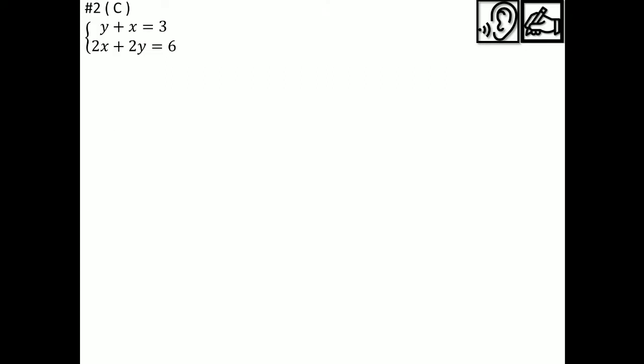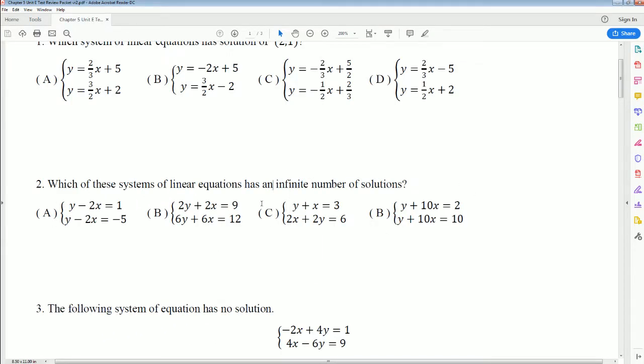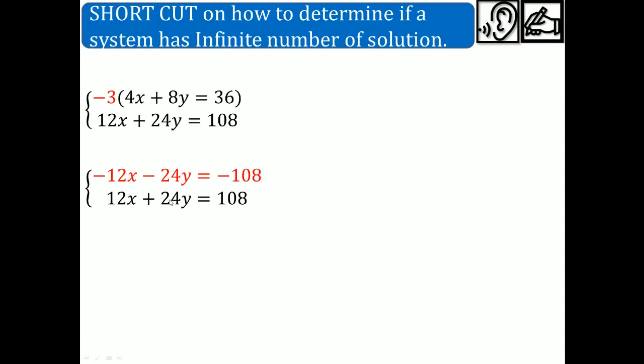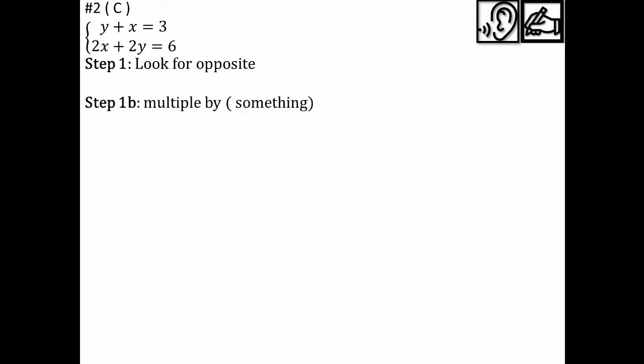Alright, number 2. Using that idea that we just learned about infinitely many solutions, we can now do this. Remember the shortcut, right? Let's see. First of all, I'm going to look for the opposites. I don't see any opposites. 1y is not the same thing as 2y. 2x is not the same thing as 1x. So I'm going to multiply by something. I'm going to multiply this by -2.